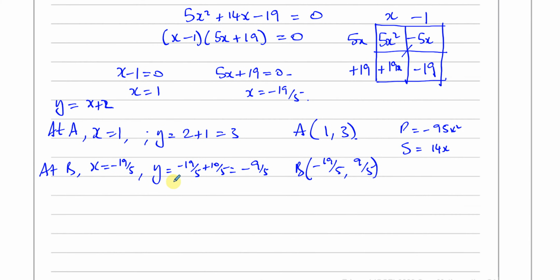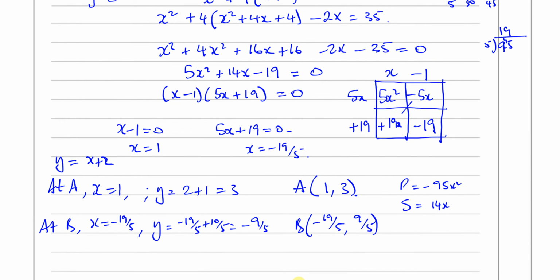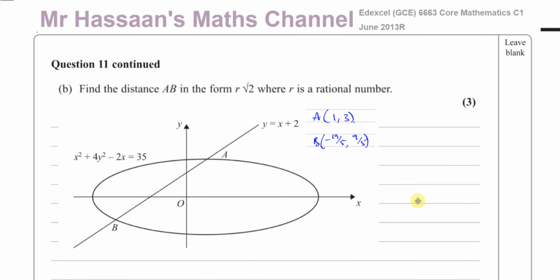All right, now we're going to go on to part B. Now we have the coordinates of A, so let me take them over to the other side. So now here we have part B. It says find the distance AB in the form r root 2, where r is a rational number. So we know the coordinates of A are 1, 3, and the coordinates of B are negative 19 over 5 and negative 9 over 5.